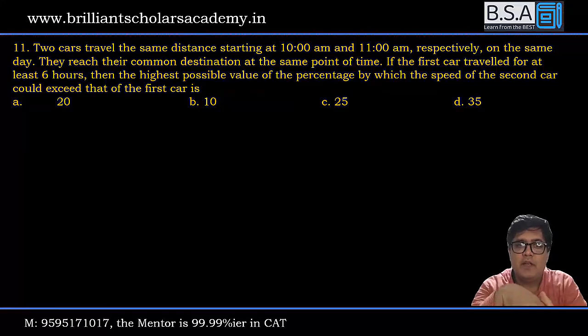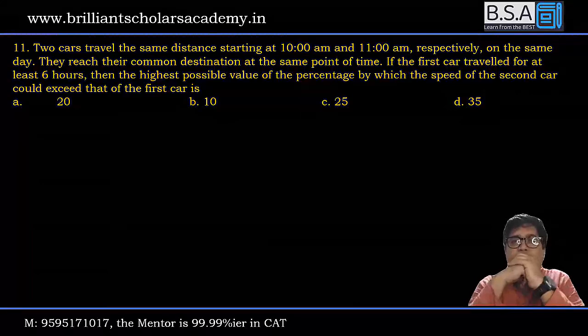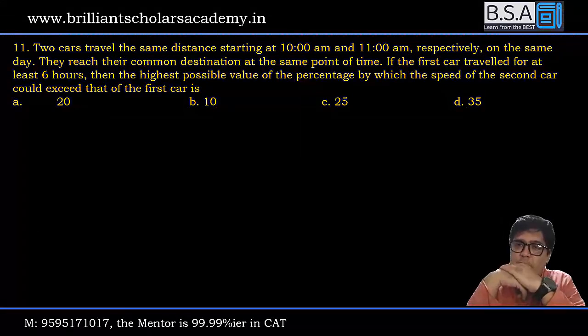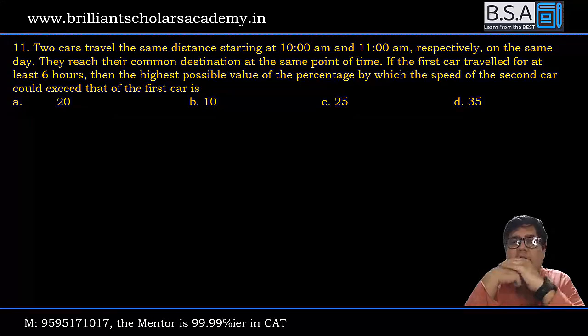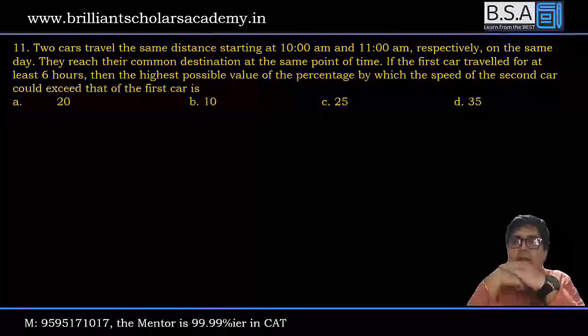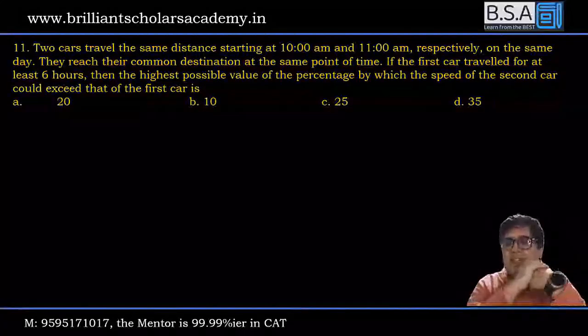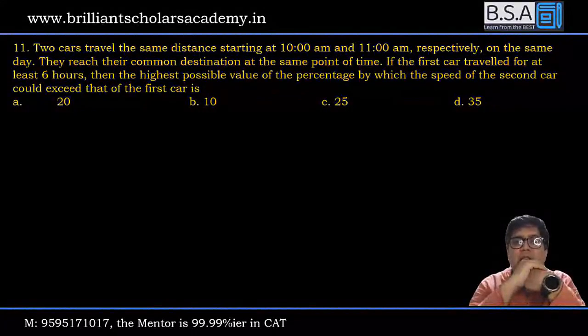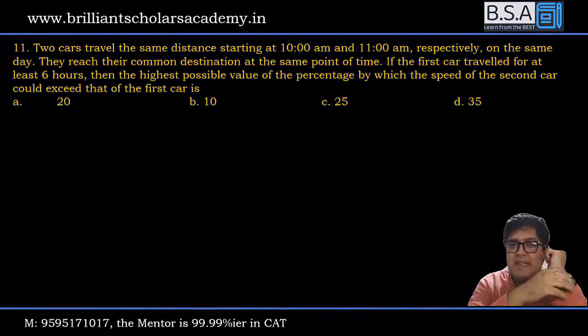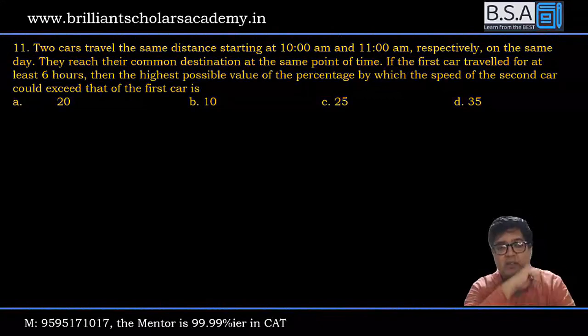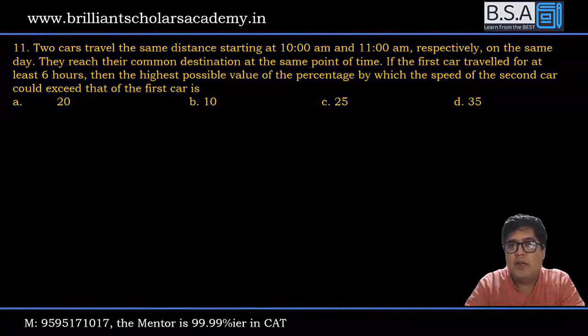Two cars traveled the same distance starting at 10 a.m. and 11 a.m. respectively on the same day. They reach their common destination at the same point of time. If the first car traveled at least 6 hours, then the highest possible percentage by which the speed of the second car could exceed the speed of the first car. So a deliberate attempt has been made to make this question sound like maxima minima.